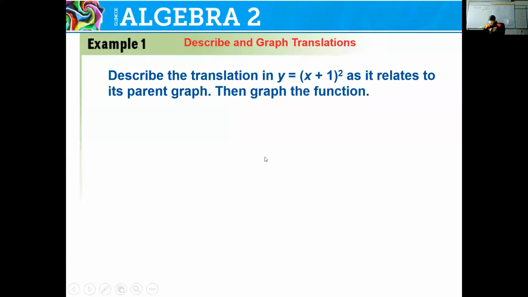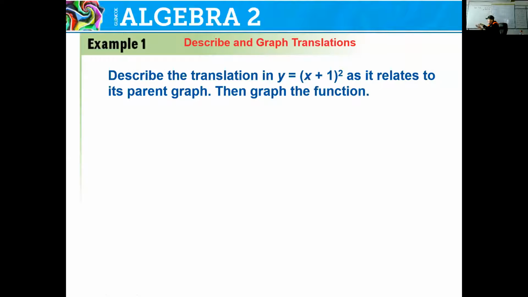Okay, first example says to describe the translation in y equals (x plus 1) squared as it relates to its parent graph, and then graph the function. So here, remember that this is going to be a horizontal translation where the parent graph is f of x is equal to x squared. Okay, but what does that plus 1 do? It's on the inside, so that corresponds to a horizontal translation.